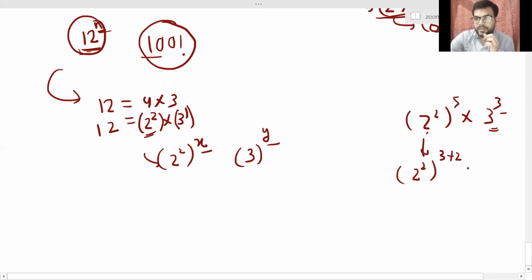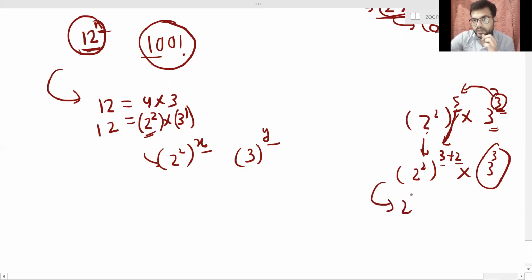So the power of 2 square can be broken as how? 3 plus 2, into 3 cube we already have here. So this power 5 we are breaking with respect to the power of 3 over here. So the power of 3 is what? 3 we have got. So according to this power, we are going to break the power of 2. So 5 broken as 3 plus 2.